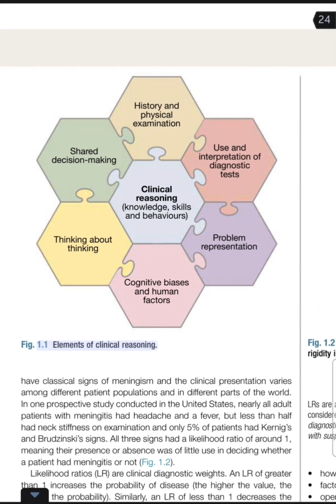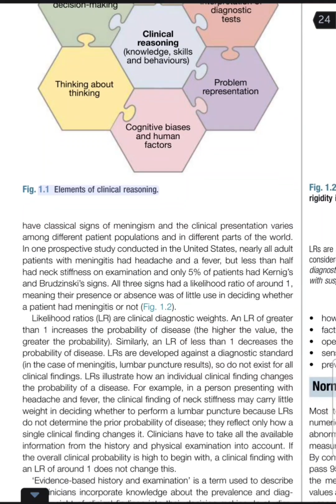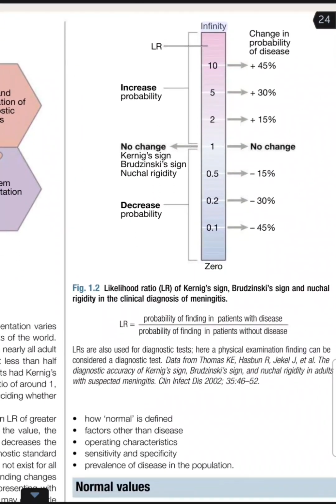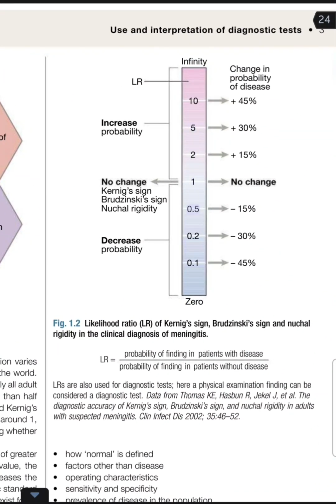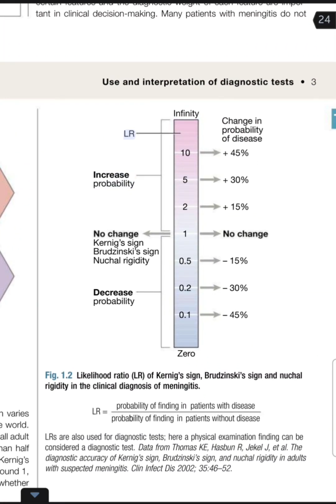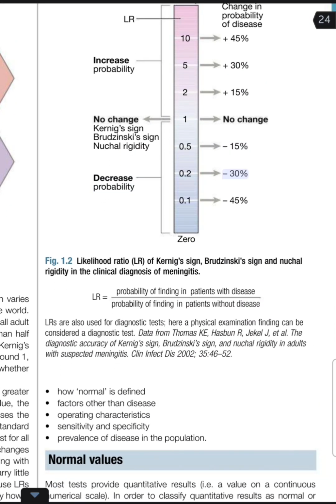Fig. 1.1 Elements of clinical reasoning. Change in probability of disease. Likelihood ratios of 10, infinity, 0, 5, 2, 1, 0.5, 0.2, 0.1 correspond to changes of plus 45%, plus 30%, plus 15%, and so on. Koenig's sign, Brudzinski's sign, nuchal rigidity. LR increases or decreases probability. Fig. 1.2 Likelihood ratio, LR, of Koenig's sign, Brudzinski's sign, and nuchal rigidity in the clinical diagnosis of meningitis.